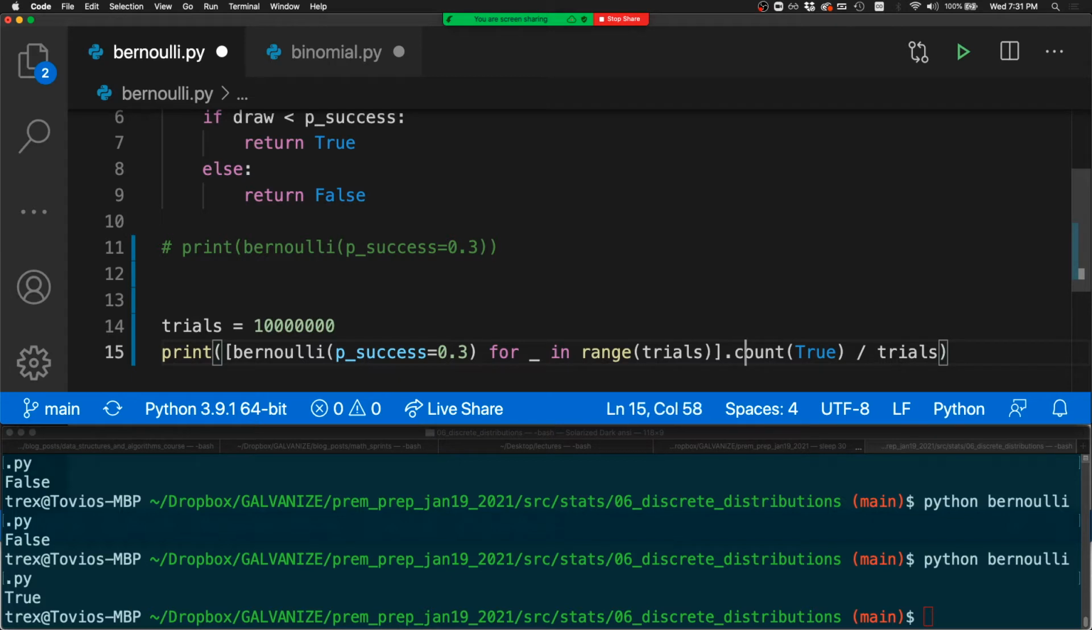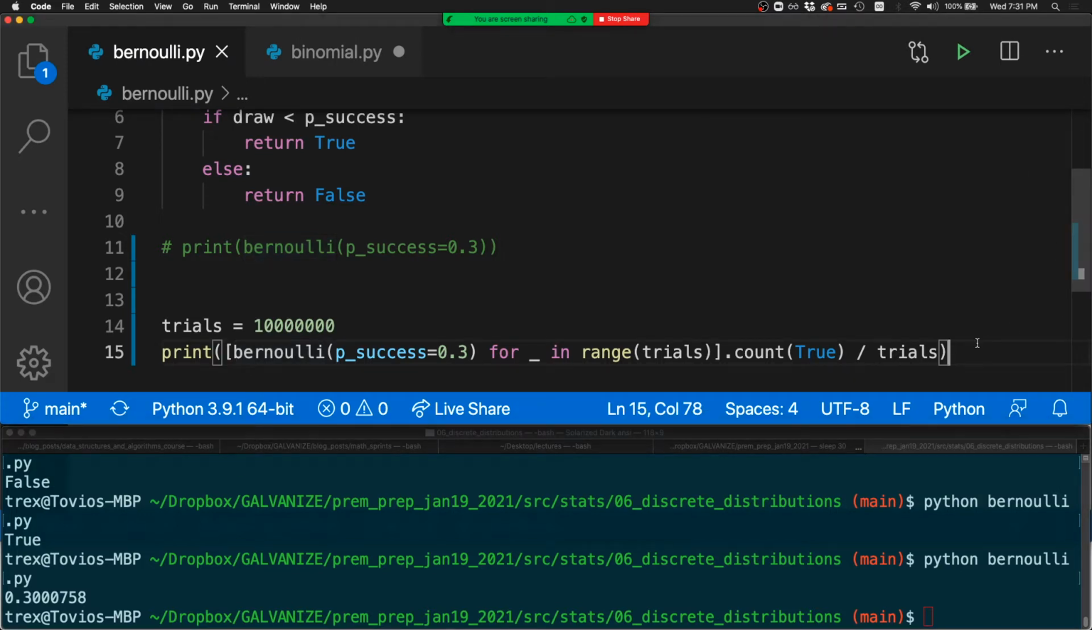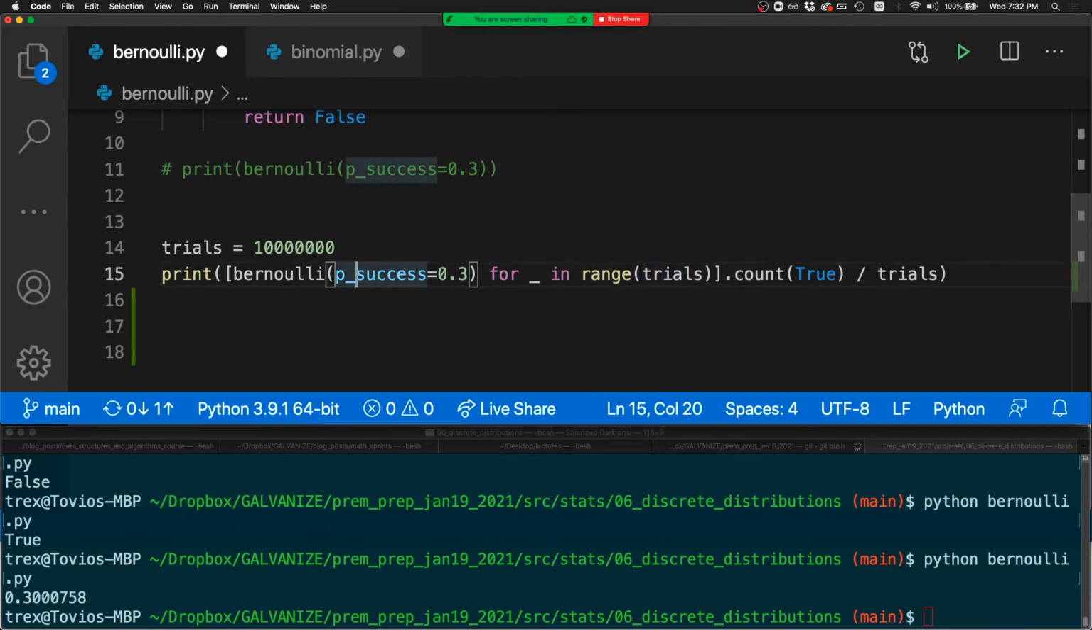Oh, let's see. Is this correct? This is correct. Okay, that looks fine. That should give me something that approaches our expectation, or approaches our probability, that is. So I'll let that run for a little bit. 0.3000758. So it looks like that's working as expected. In the slide, I have a longhand of this, not in a comprehension, but essentially all this is doing is saying, for whatever in range trials, let's collect into a list Bernoulli with a probability of success 0.3, and then at the end we count how many times true occurred, and we divide that by 10 million.